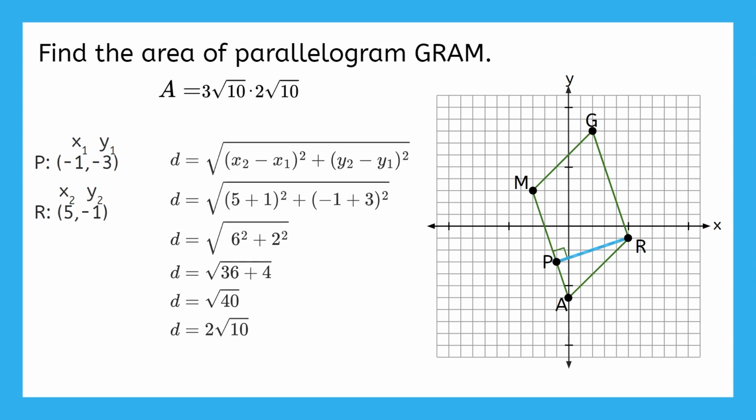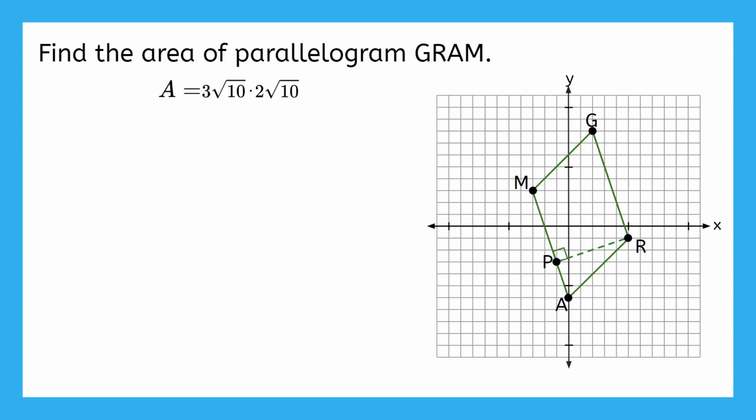Now that I have my lengths, I can multiply base times height to get the area of the parallelogram. When multiplying terms with square roots, you want to multiply the whole numbers together to make a whole number. In this case, 3 times 2 makes 6. And then you want to multiply the numbers under the square root together to get your product under the square root. In this case, √10 times √10 makes √100.